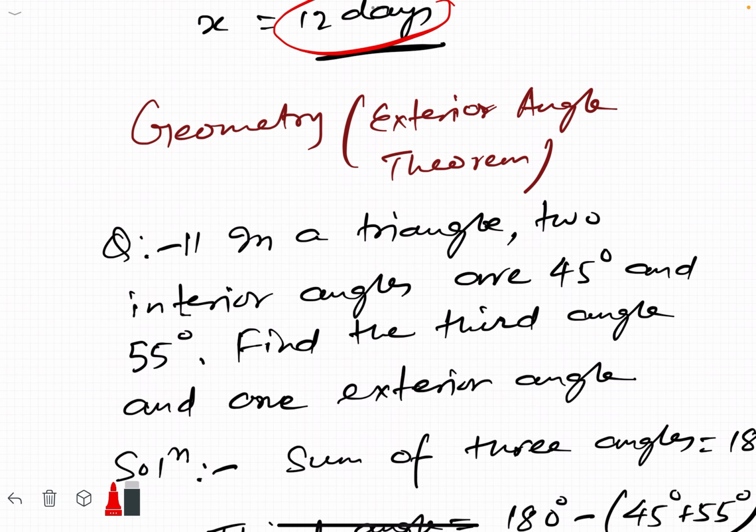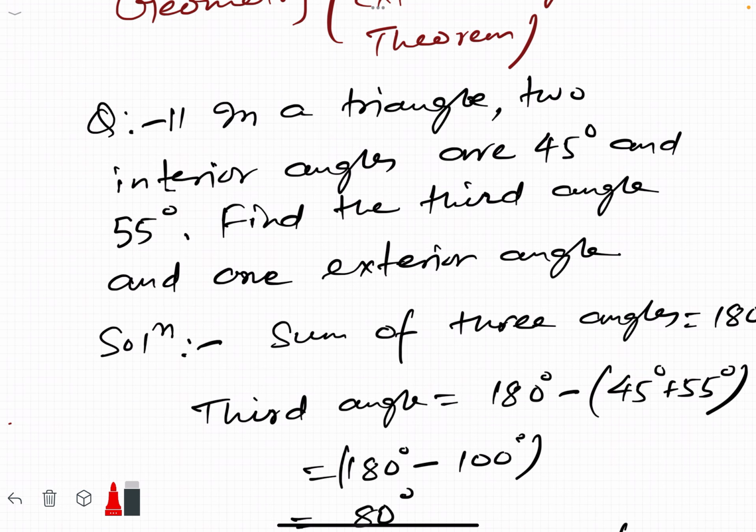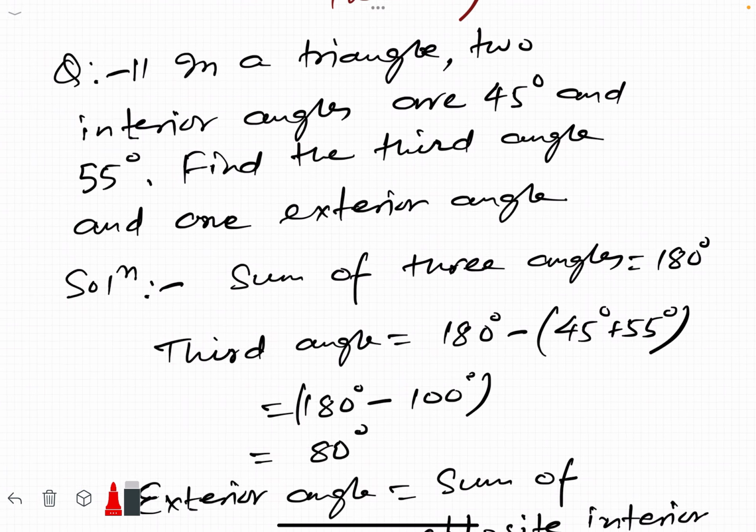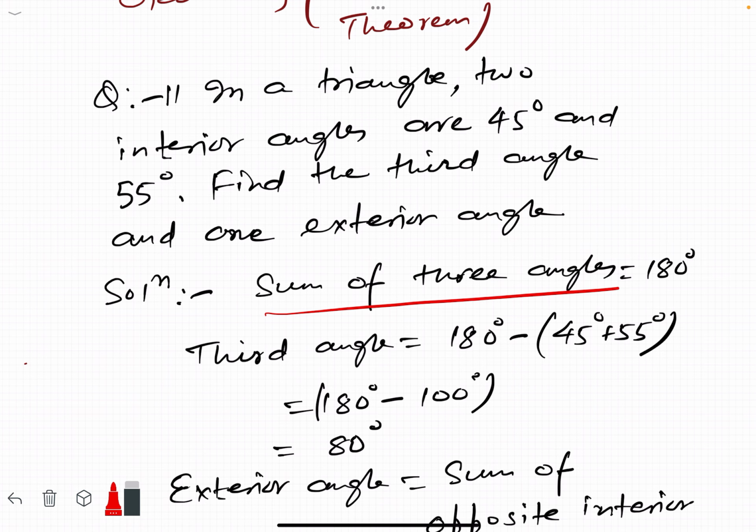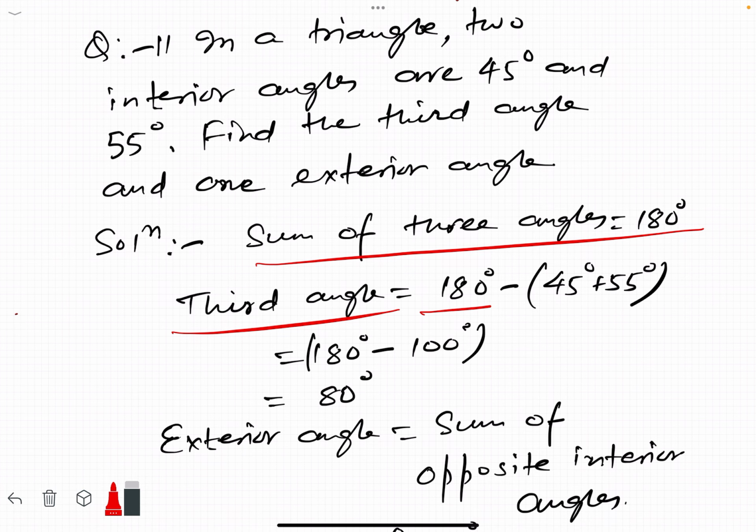Now we come to question number 11, which is from geometry. In a triangle, two interior angles are 45 degree and 55 degree. Find the third angle and one exterior angle. The solution is the sum of three angles is equal to 180 degree. So third angle will be 180 degree minus 45 plus 55 degree.